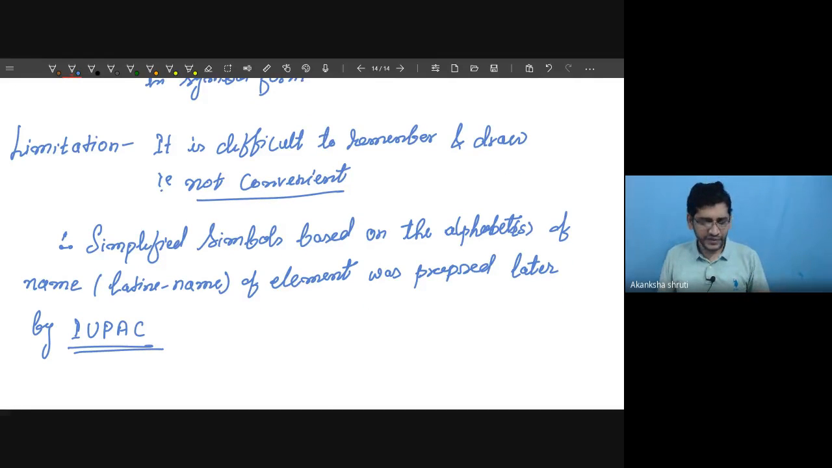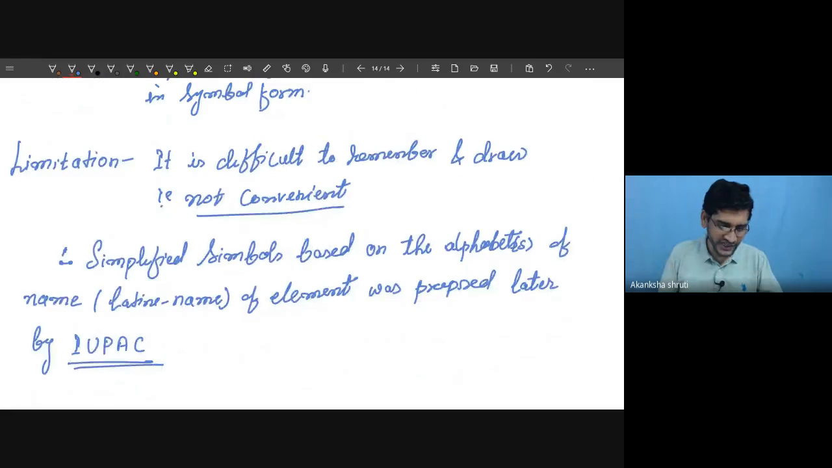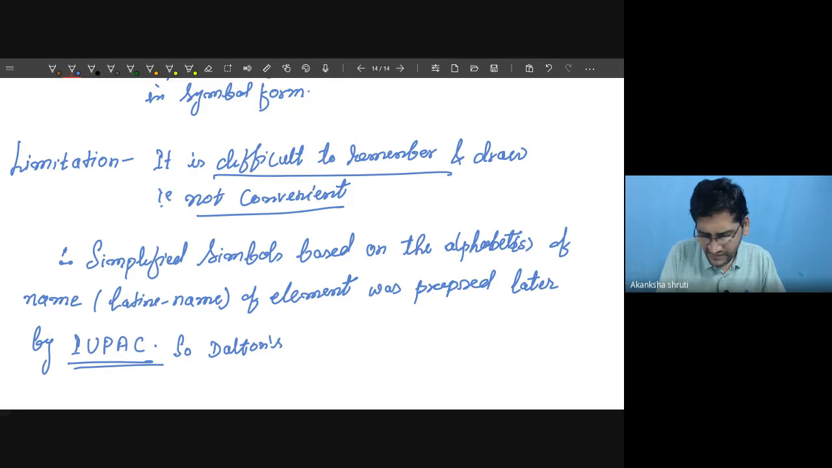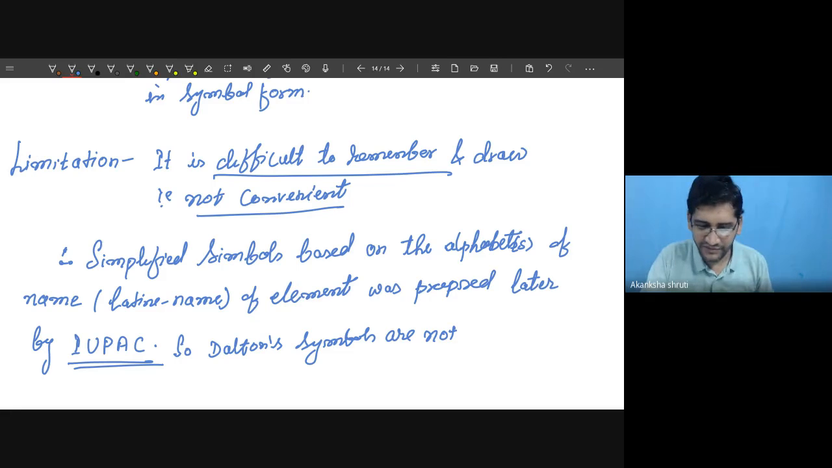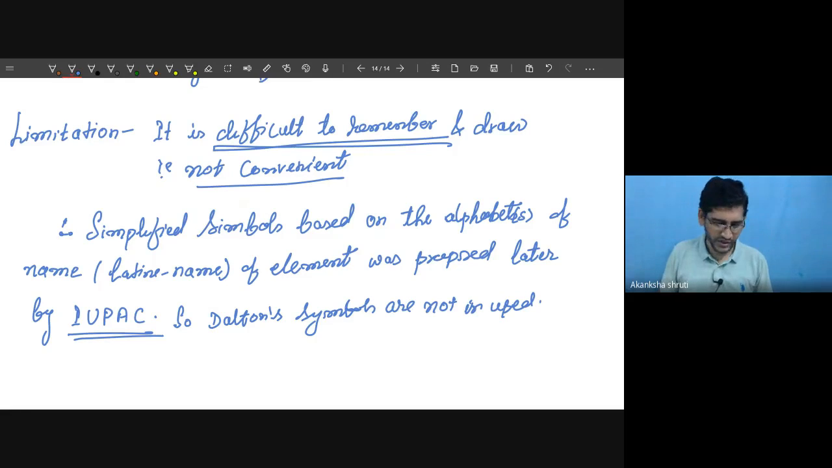So therefore, Dalton's symbols are not relevant. Why not relevant or not used? It is difficult to remember. Therefore, Dalton's symbols are not relevant or not in use. Are we getting it? So today we are not using Dalton's symbols because it is difficult to remember.